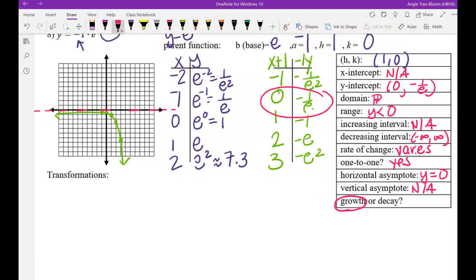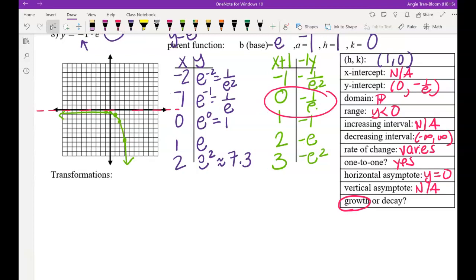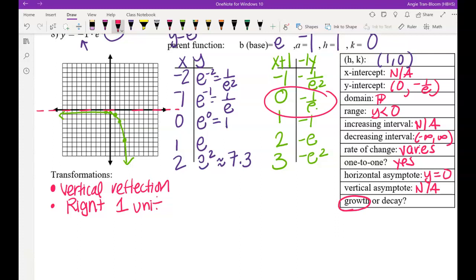The last piece of information, guys, is the transformation, and we have 2 of those. A being -1, that's going to be a vertical reflection. And then your h being 1, that's going to be a right 1 unit. And, well, that's the end.